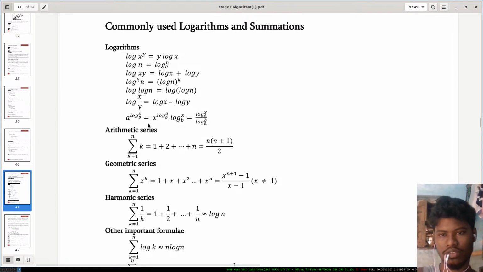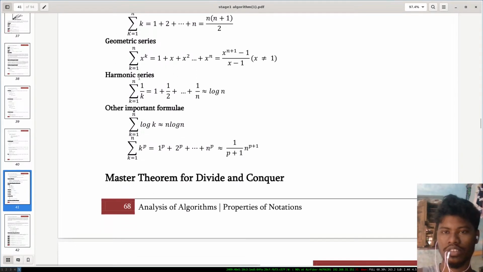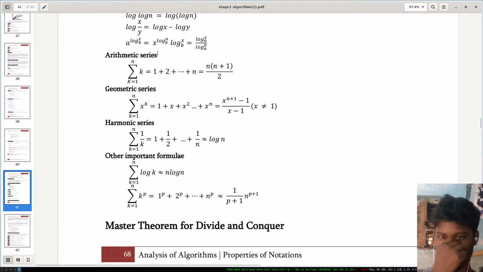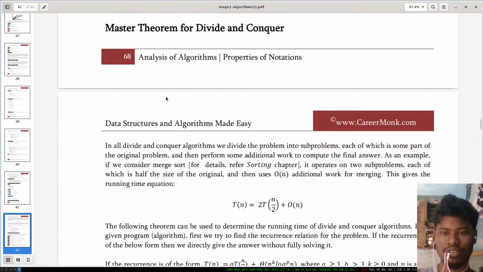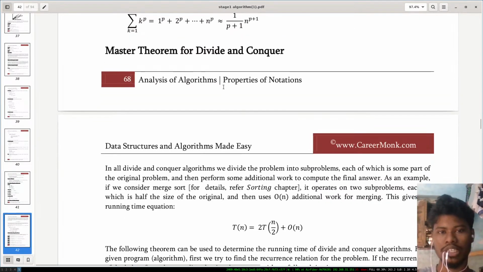That's it. Geometric series. Arithmetic series, geometric series, it's exponential sum. Harmonic series is this other. Okay, now, master theorem and divide and conquer.